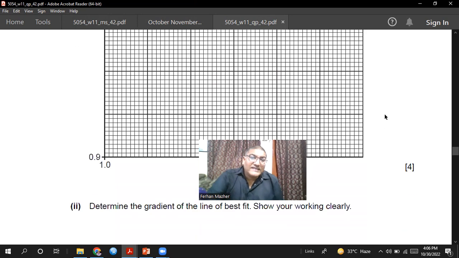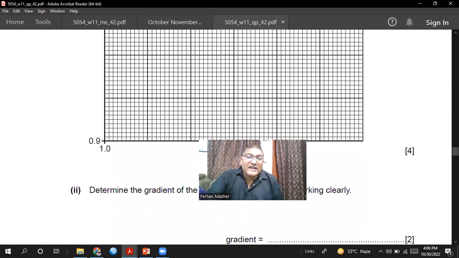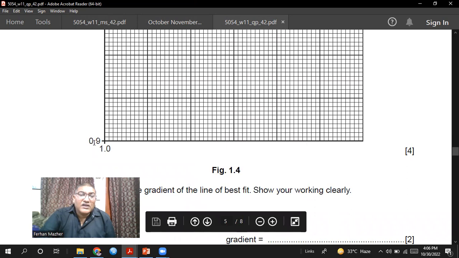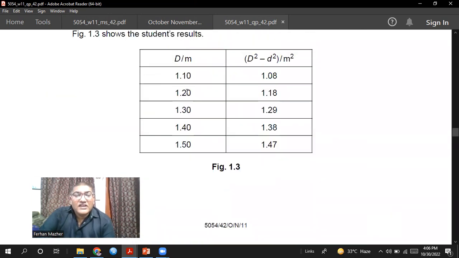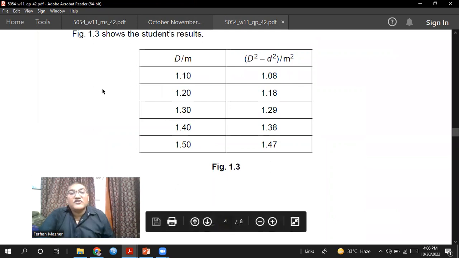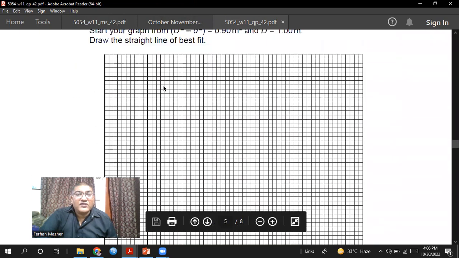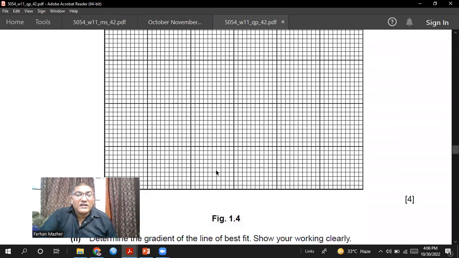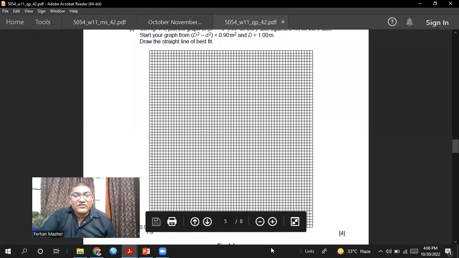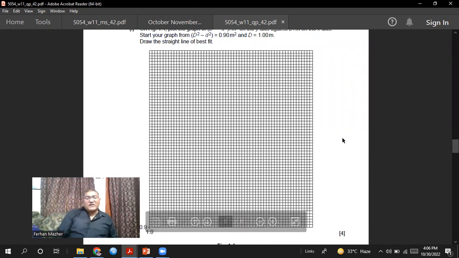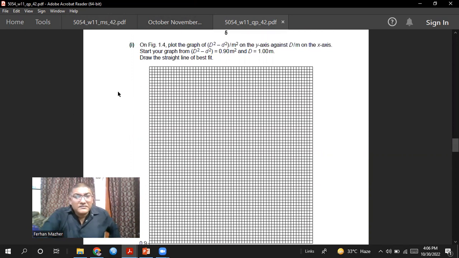Okay. So you can see this graph is given to us, and in this graph, this is figure 1.4. On the y-axis starting from 0.9 and the x-axis starting from 1.0. So this will go up to 1.5 and this will go up to 1.47. So I will plot these points on the grid and then I will try to draw the line of best fit. So let me show you the whole thing together. So this is that question which they want us to answer. We have to plot this graph.